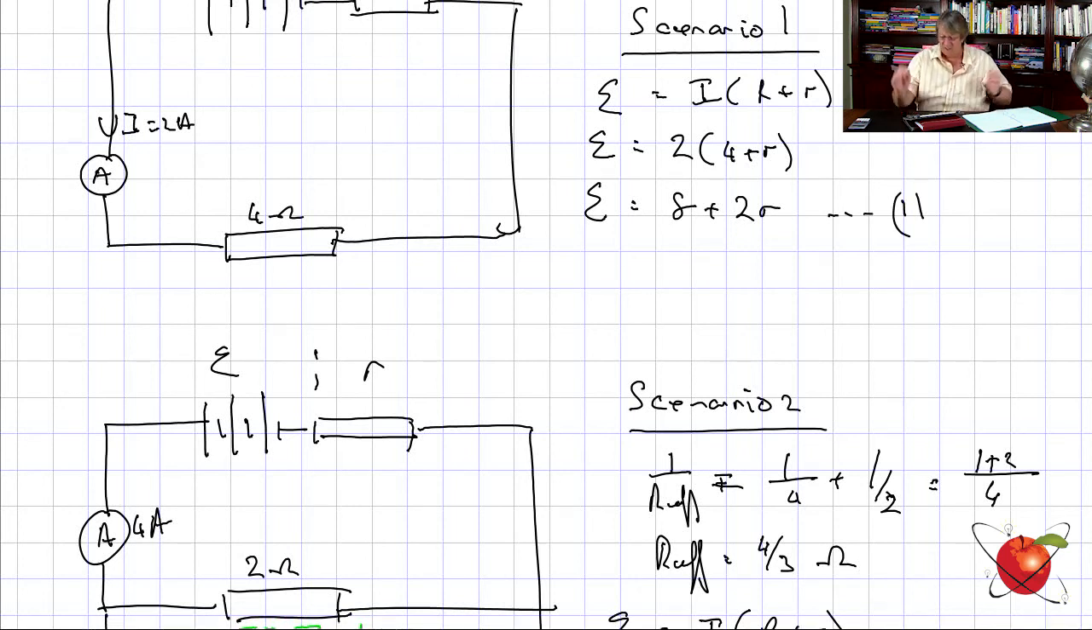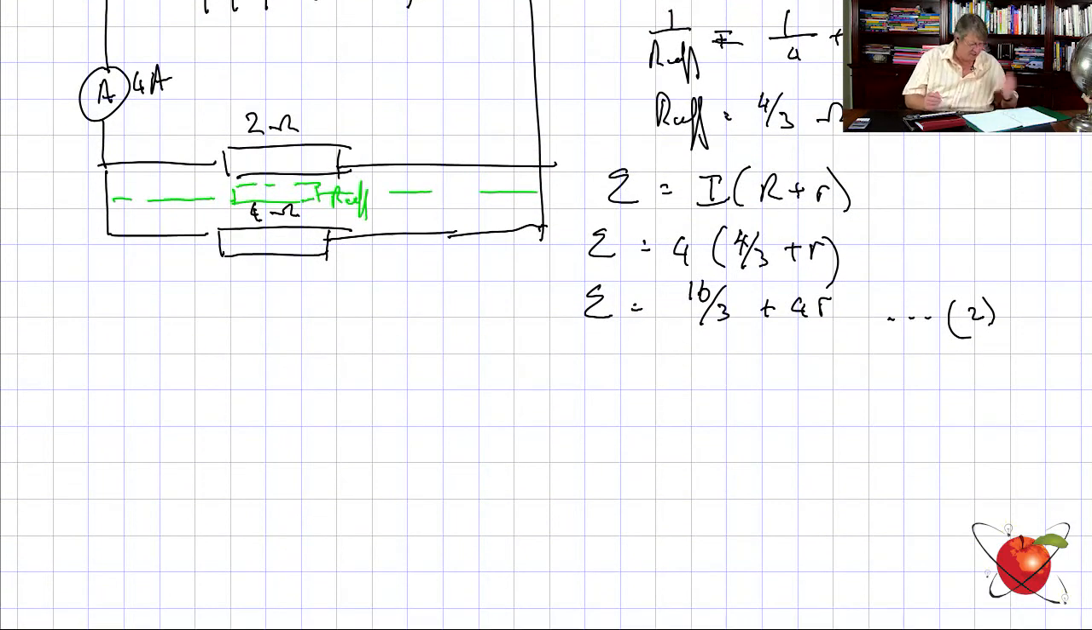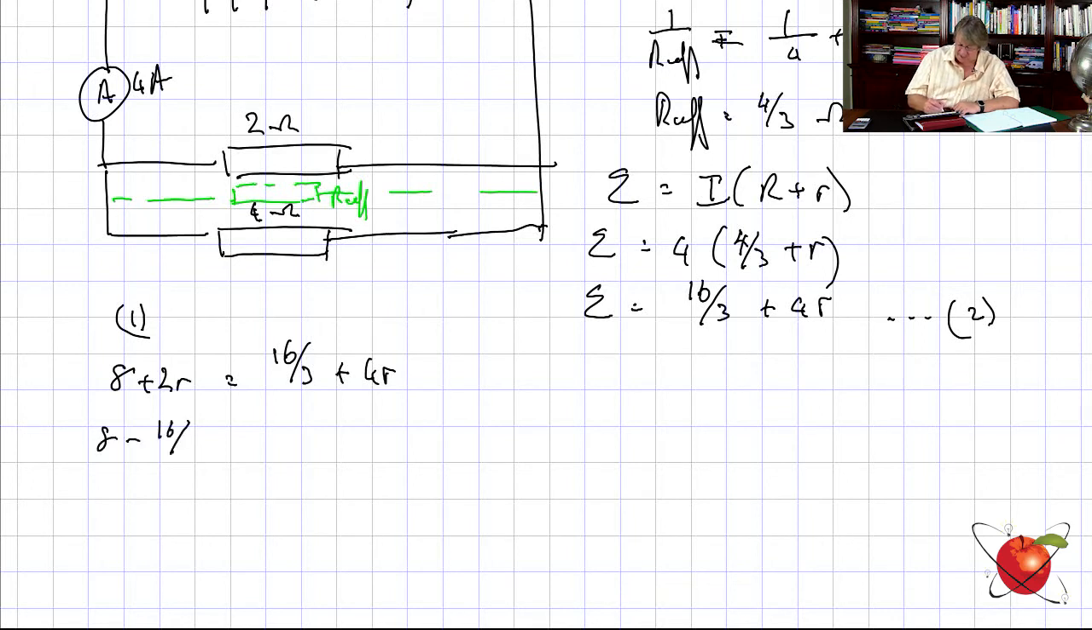How do I find them? Simple. I just equate them. So I put the 2, reading off what I did here: 8 plus 2r, this is equation 1, must be equal to 16 over 3 plus 4r. Rearranging that lot, I got 8 minus 16 over 3 equal to 4r minus 2r, and you end up with r equal to 1.33 ohms. How do I find the next? I back substitute.